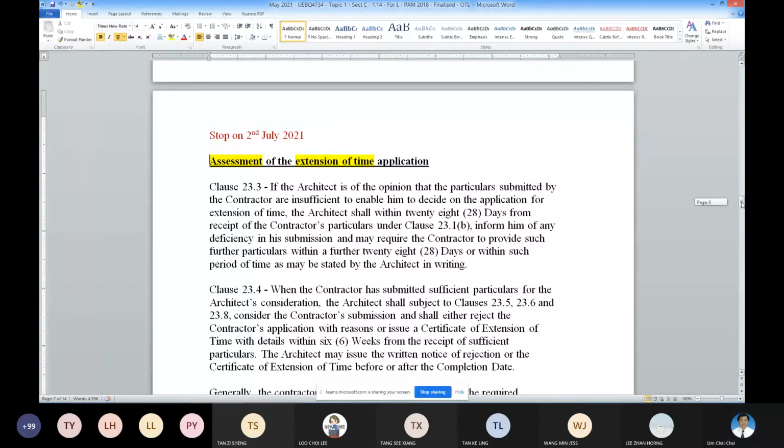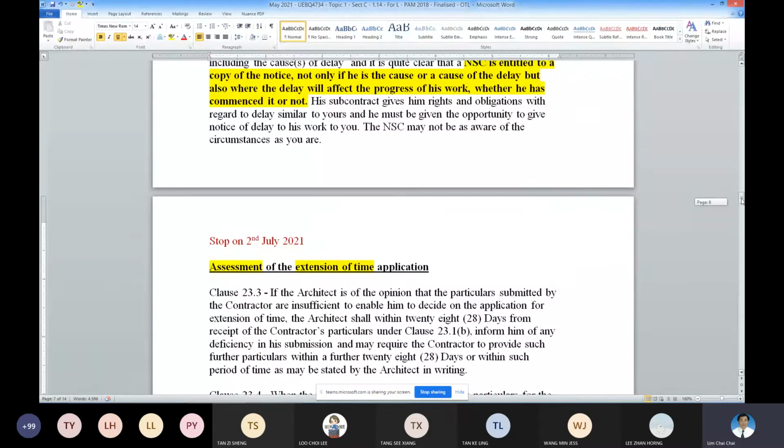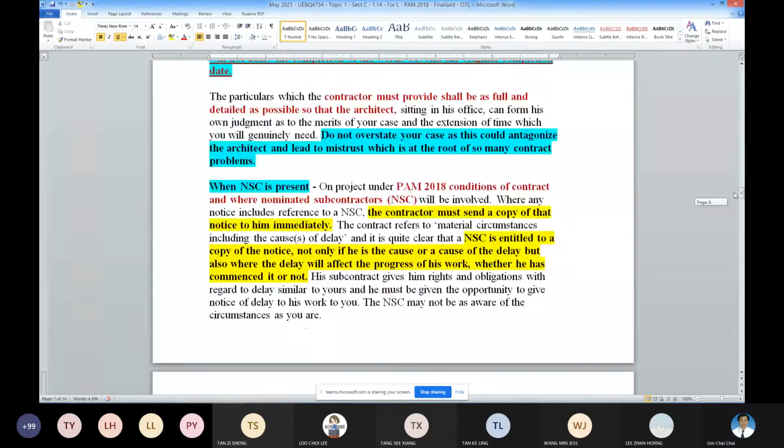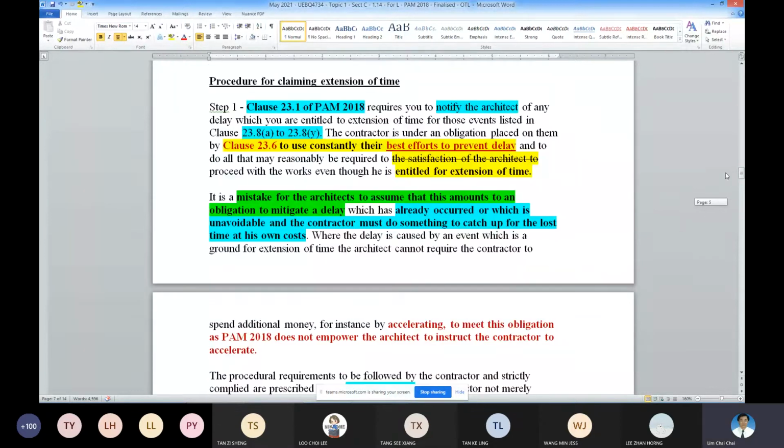Previously, last week, we have covered until the procedure for claiming. So, after you claim for extension of time, there is the relevant clause applicable. That is your 23.1 plus others. That is the procedure for extension of time.